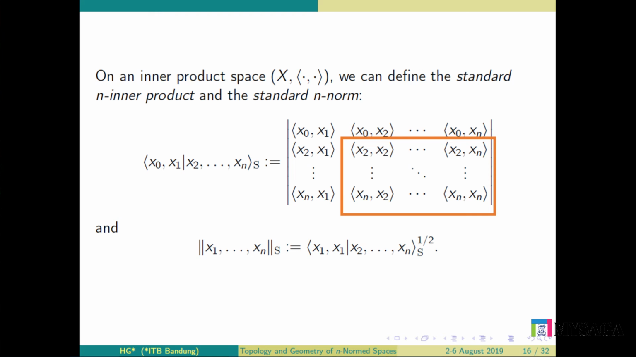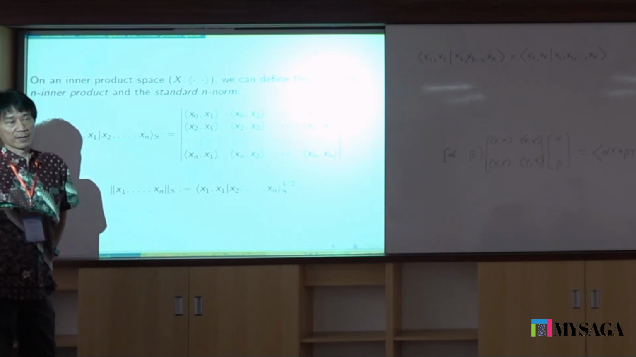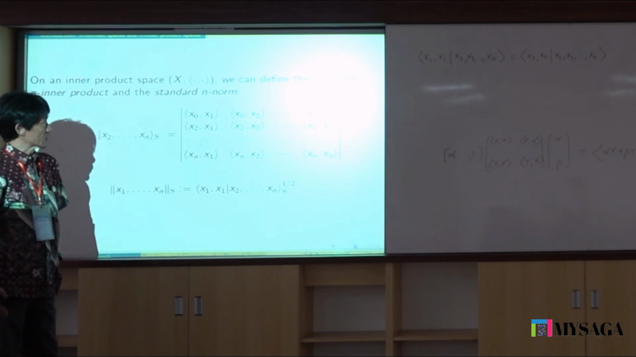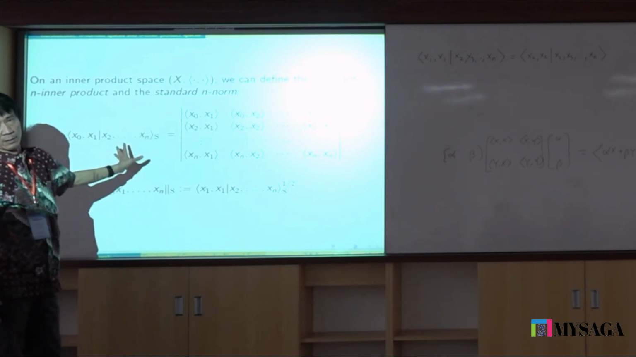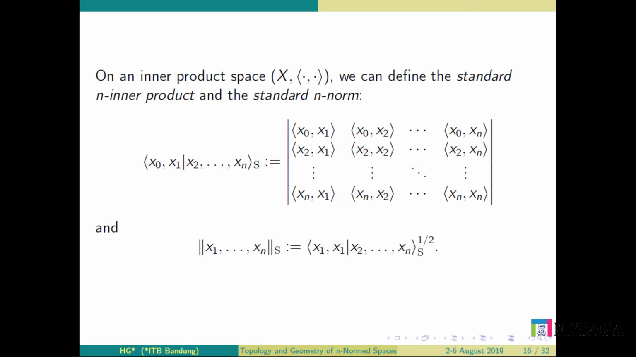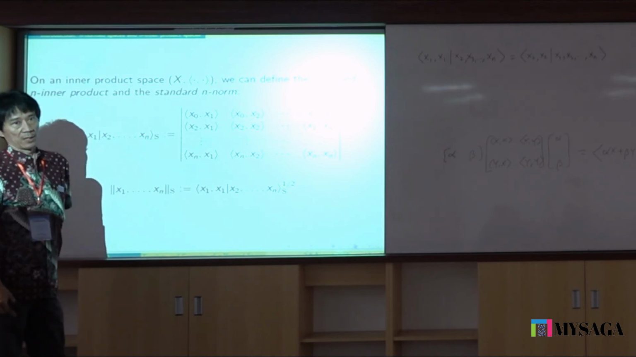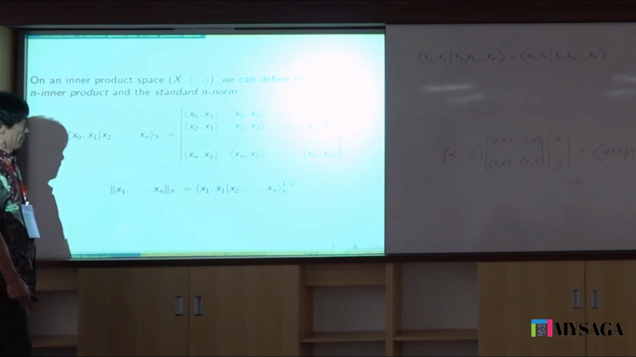And if you forget the first row and first column, you recognize that submatrix as the Gram matrix formed by x2 up to xn. So for example, if x0 is orthogonal to x2 up to xn, then all this is 0. So this will be the volume of the n-1 dimensional parallelepiped, and then times this. Okay.